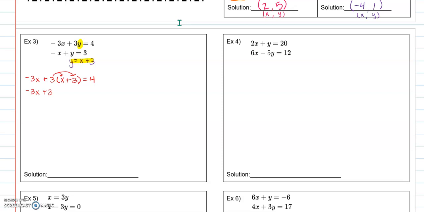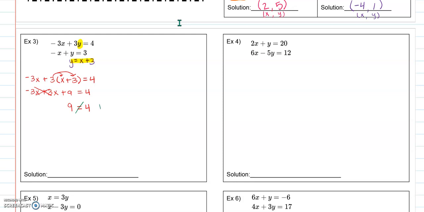So when you distribute, you should get negative 3x plus 9 equals 4. Now let's combine those like terms. So we have negative 3x plus 3x. Notice those go away and you're left with 9 equals 4. Let's think about that. Does 9 equal 4? That is a false statement.